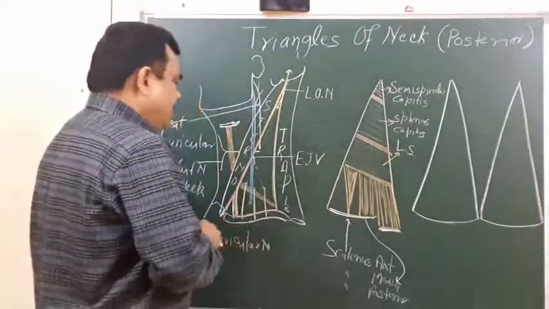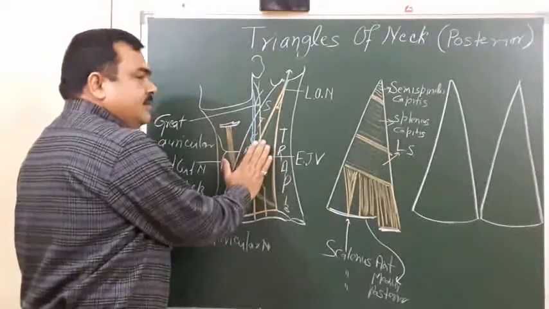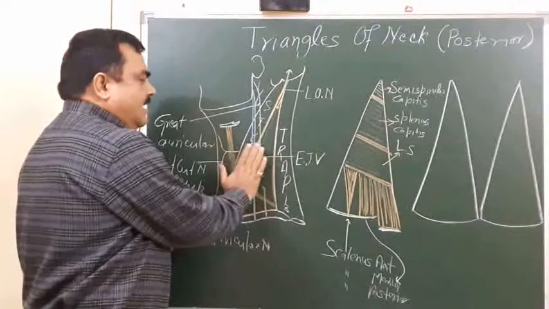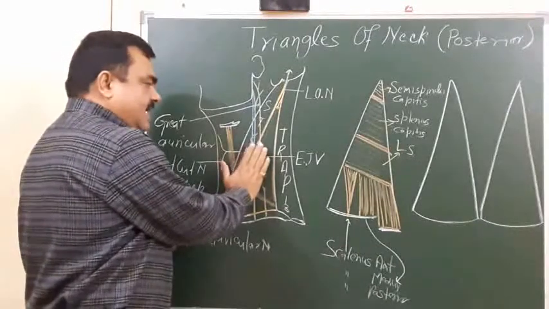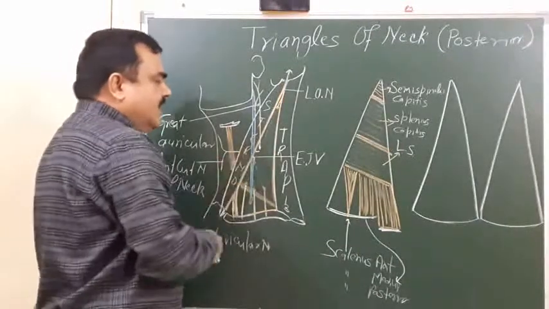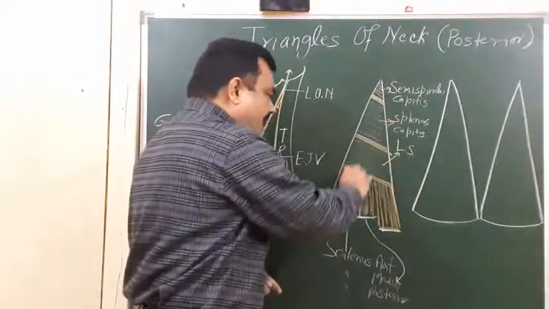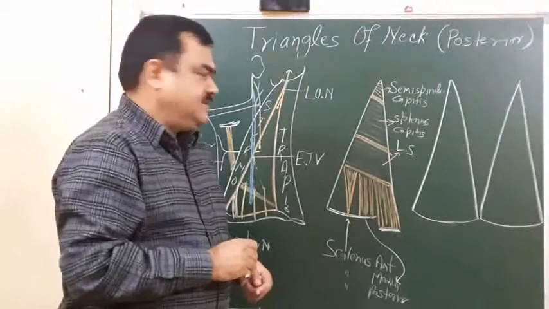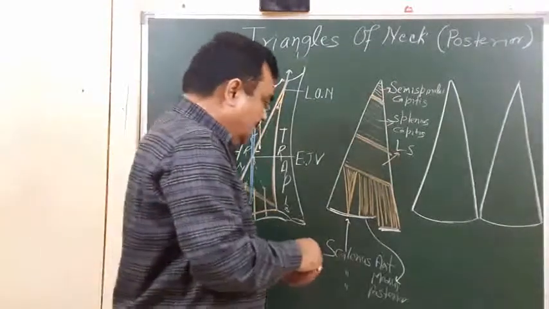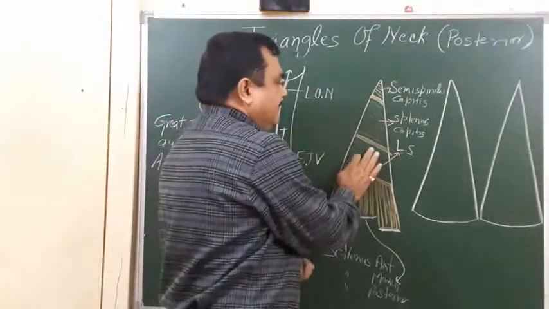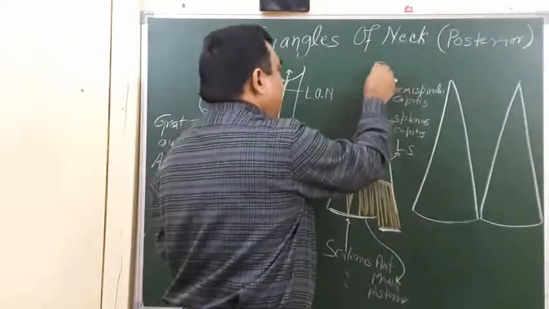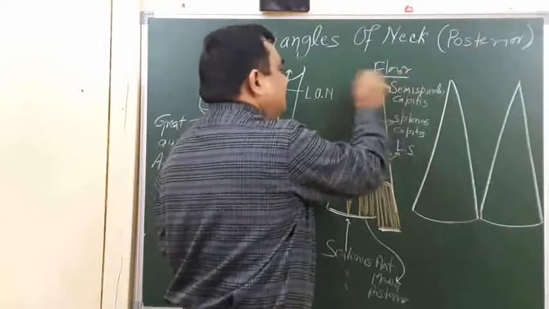Like here, you have seen the roof is internally lined by the investing layer of deep cervical fascia. Here, the floor is covered by prevertebral fascia. So these structures form the floor of the posterior triangle.